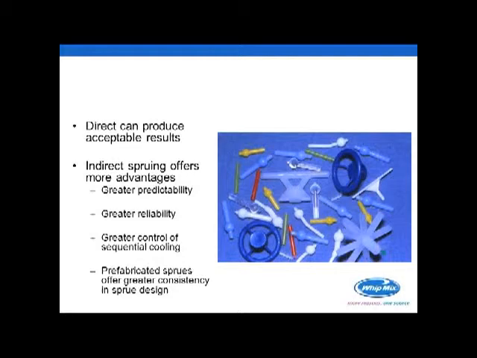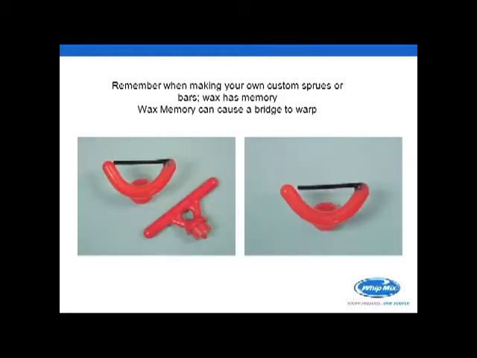If you're making your own custom sprues or custom bars, or you're taking and changing a prefabricated wax bar, remember that wax has memory. Now, on the left-hand side, we took a standard wax runner bar. We warmed it up. We bent it into the shape we needed. We added a little bit of wax just so you could see that it was fluted to the right-hand side and then touching on the left. As the bar material cooled, the picture on the right shows you it shrinks.